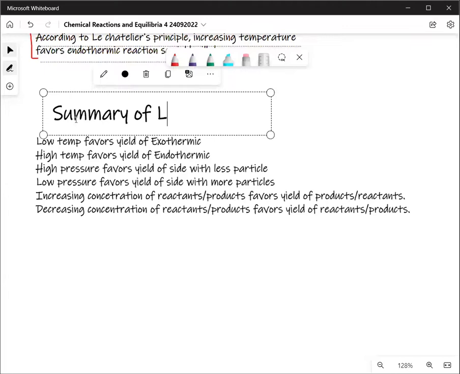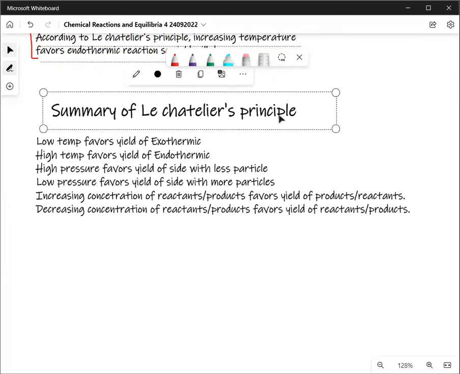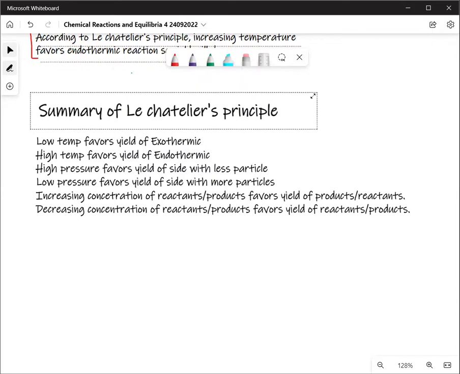Sir, so yield is a product, right? Yield is the product. How much product are we getting? The amount of product.